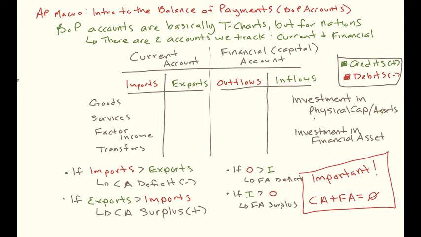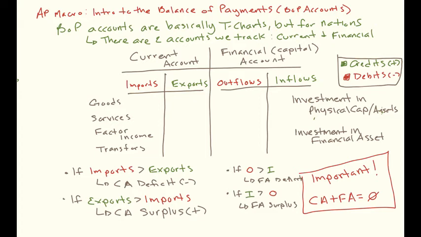And vice versa, if foreign investors are putting money into the United States, that's going to count as a net capital inflow. We count these inflows as a credit to this account because it adds to our market for loanable funds, lowering interest rates and increasing investment in the United States, which we generally see as a good thing.